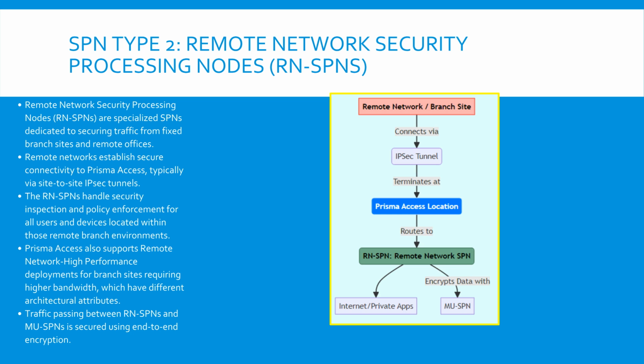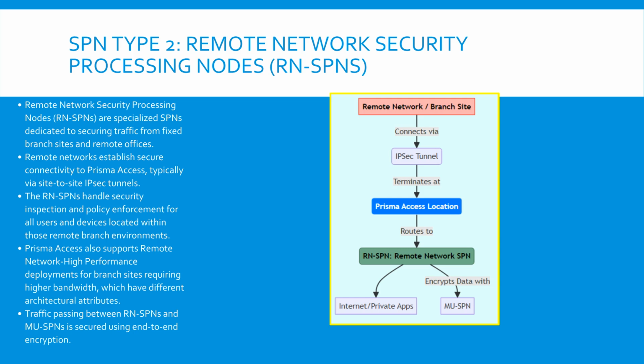This diagram illustrates how Remote Network Security Processing Nodes, or RNSPNs, integrate into the Prisma Access architecture. The flow starts with the remote network or branch site, which establishes a secured tunnel, often an IPsec VPN, to connect with Prisma Access. The traffic is received at a Prisma Access location, which directs it to a dedicated RNSPN. The RNSPN acts as the security checkpoint for all traffic originating from the branch office. Crucially, the diagram also reminds us that the RNSPN ensures end-to-end encryption for any communication destined for other nodes, such as a mobile user SPN. This network design ensures reliable and secure connectivity for branch users, mirroring the security provided to the mobile workforce. The architecture allows organizations to scale their branch security without managing physical firewalls at every location.